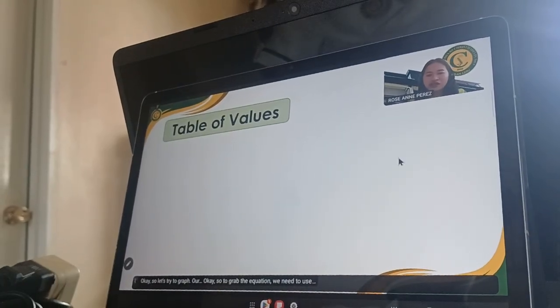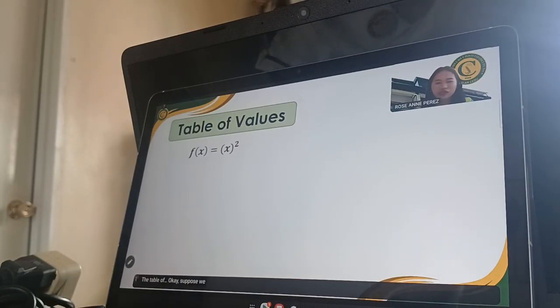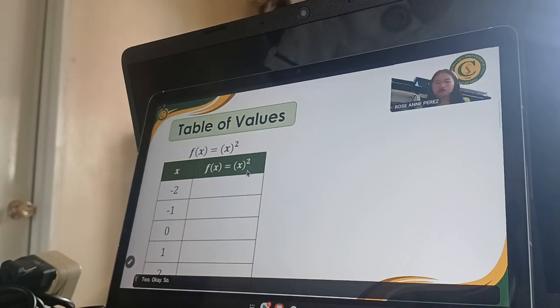The table of values. Suppose we have the given equation f of x equals x squared. And then the commonly used table of values, we have from negative 2 to positive 2. So how can we get our range coordinates?